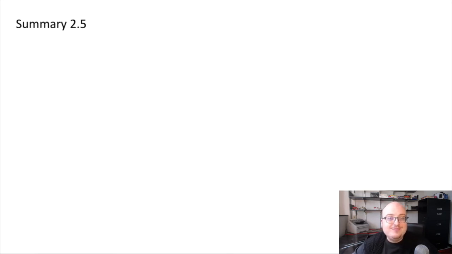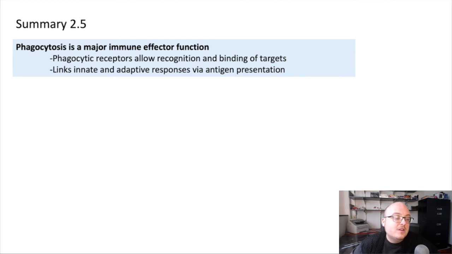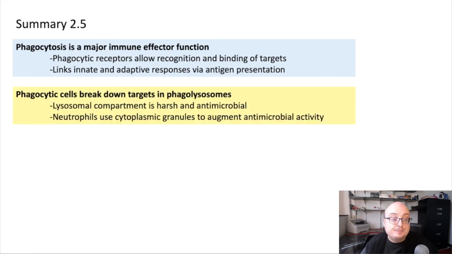Okay, let's summarize. So we started by talking about phagocytosis, which I want to stress is a really, really important immune effector function, both because phagocytes can bind pathogens through those phagocytic receptors on their surface, which we mentioned, but also because phagocytosis, in addition to killing targets, links innate and adaptive immunity through the process of antigen presentation. So we need phagocytosis by innate immune cells to ever prime an adaptive immune response, particularly a CD4 T cell response via MHC class II.